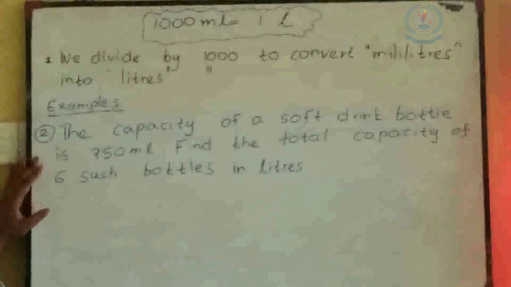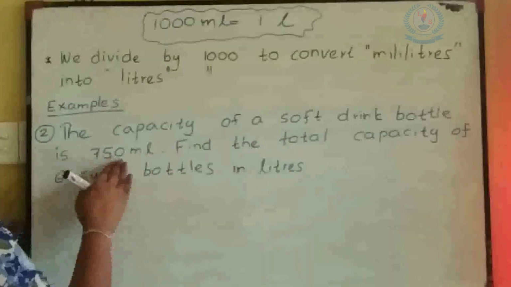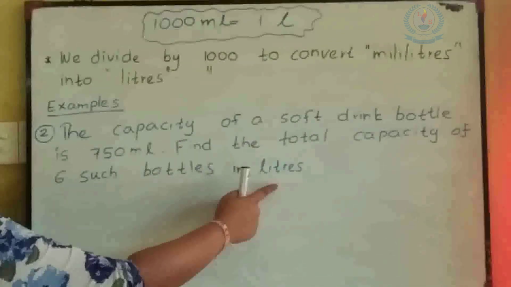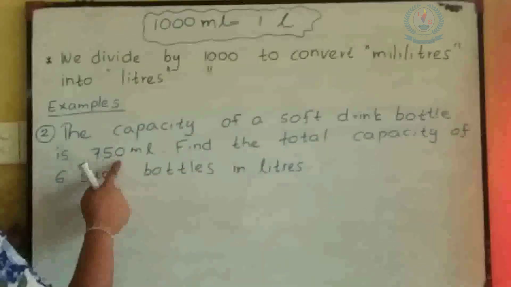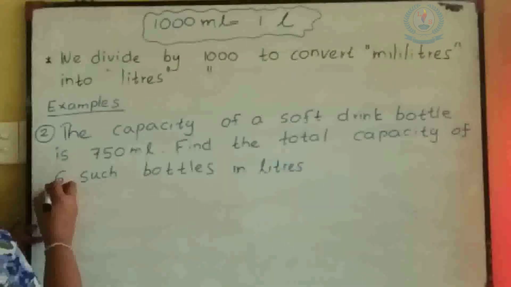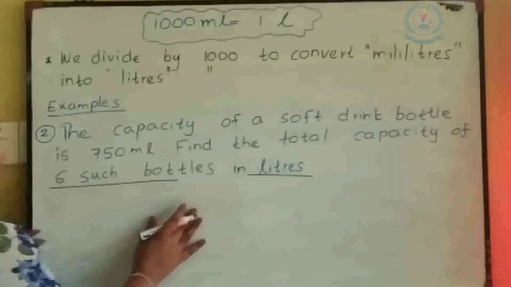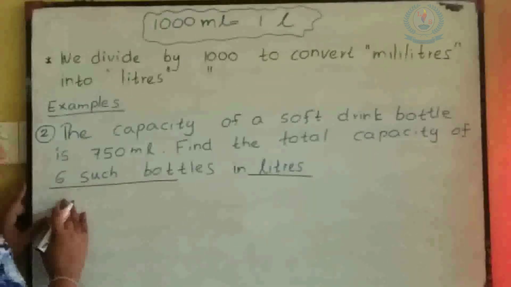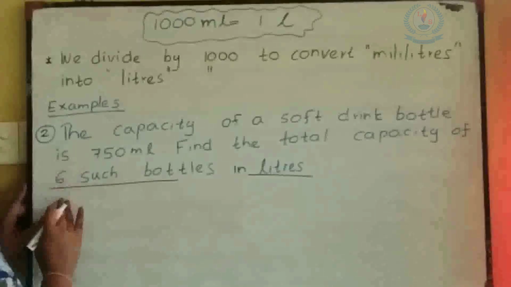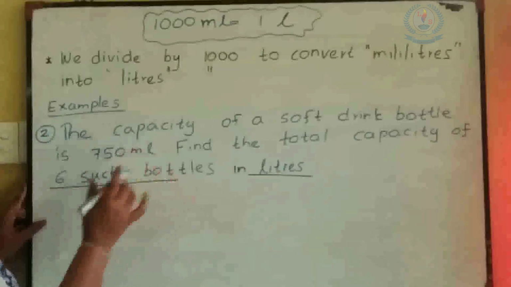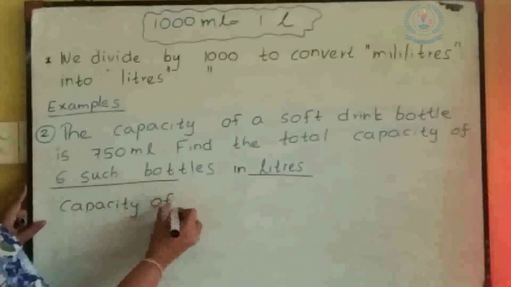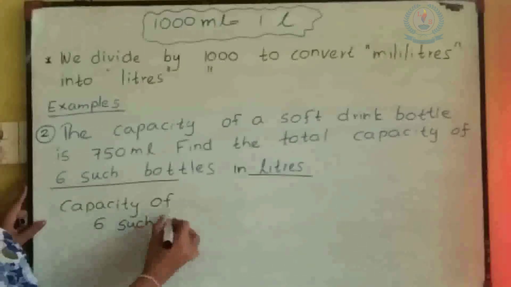This is the second example. The capacity of a soft drink bottle is 750 milliliters. Find the total capacity of 6 such bottles in liters. The capacity of one bottle is 750 milliliters. We have to find the total capacity of 6 such bottles in liters. Okay, 6 such bottles means what? We have to multiply this 750 milliliters by 6 to find the capacity of 6 such bottles.